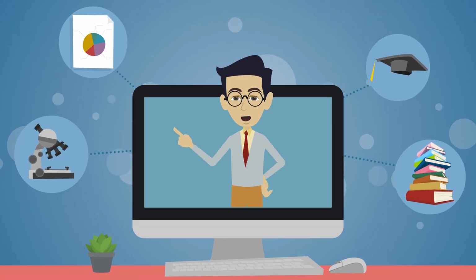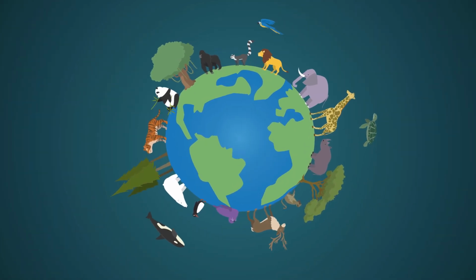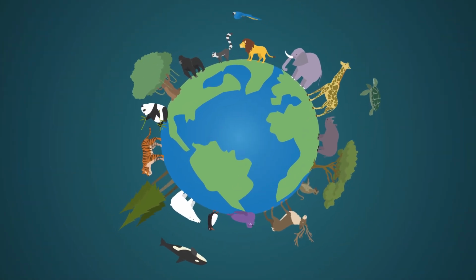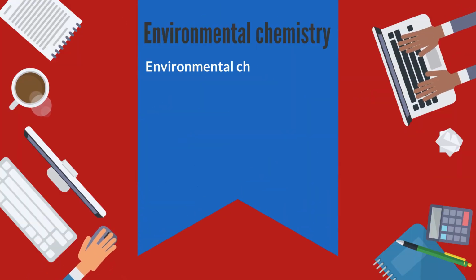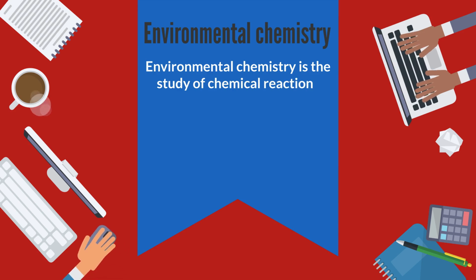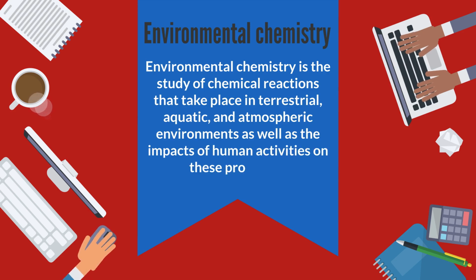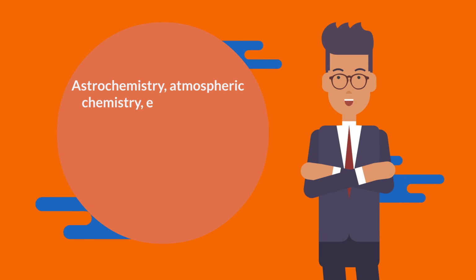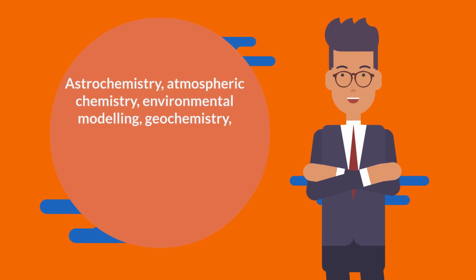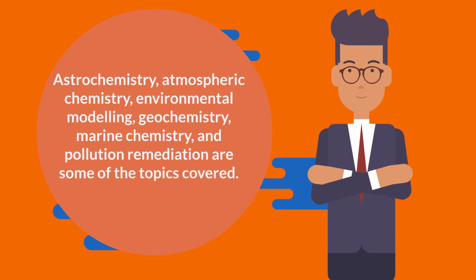Today we will discuss environmental chemistry. We study the environmental chemistry definition and a short introduction. Environmental chemistry is the study of chemical reactions that take place in terrestrial, aquatic, and atmospheric environments, as well as the impacts of human activities on these processes. Astrochemistry, atmospheric chemistry, environmental modeling, geochemistry, marine chemistry, and pollution remediation are some of the topics covered.